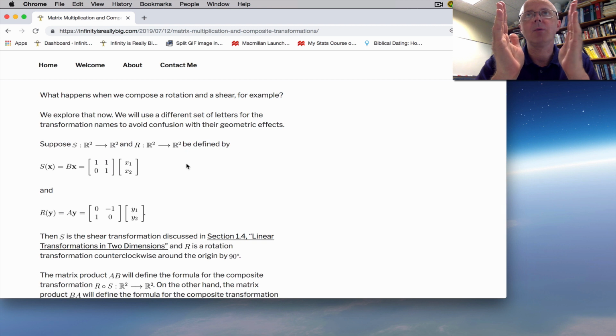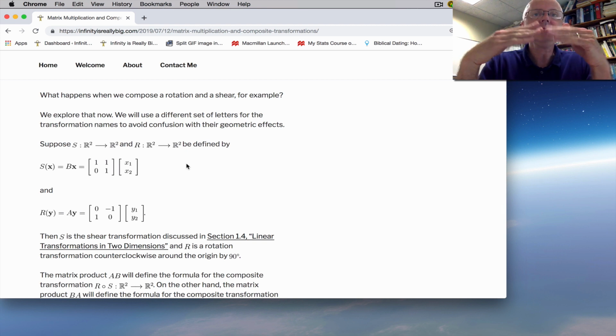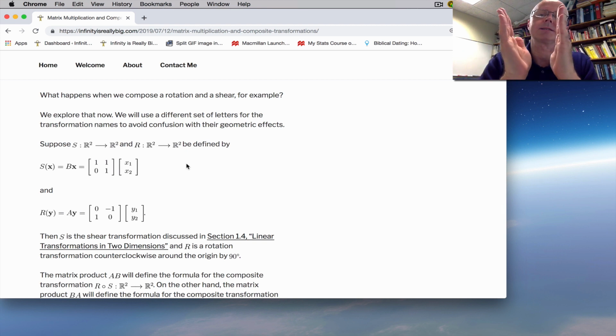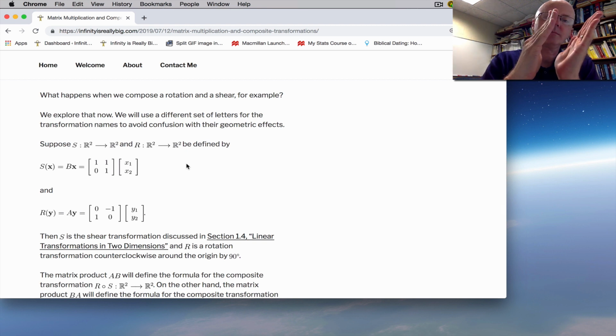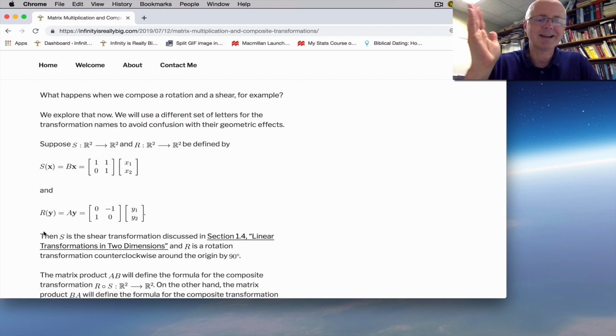Shears, remember, well, this particular shear takes vectors above the horizontal axis and slants them this way, and vectors below the horizontal axis and slants them this way. And this rotation is a rotation counterclockwise by 90 degrees.